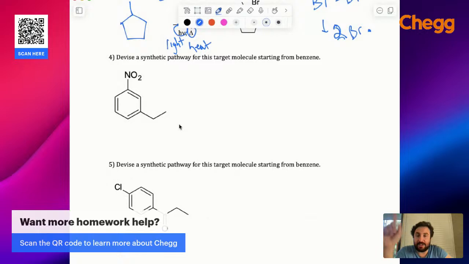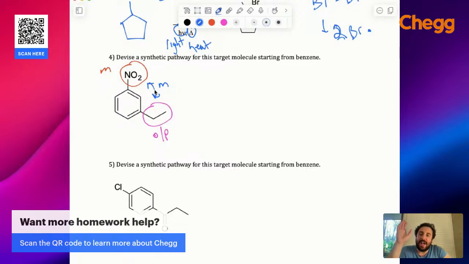It matters, right? Because these groups have directing behavior. Some of them are ortho-para directors, some of them are meta directors. So we'll get different products depending on what order we do them in. The nitro group is a meta director, and the ethyl group is an ortho-para director. Now, what is the spatial relationship of the groups? They are meta to one another, where they're two apart. Next to each other is ortho, two apart is meta, three apart is para, on opposite sides of the ring.